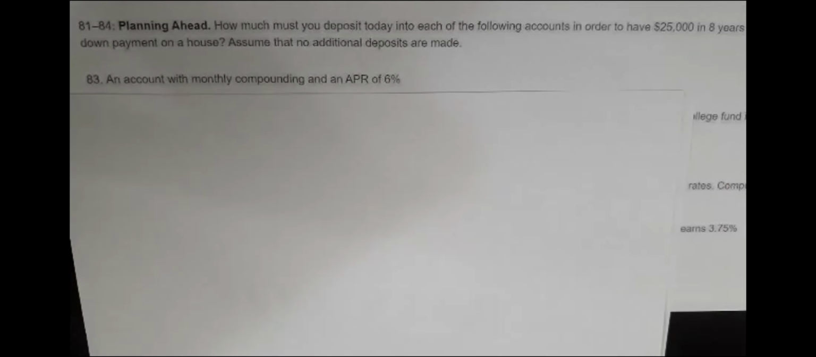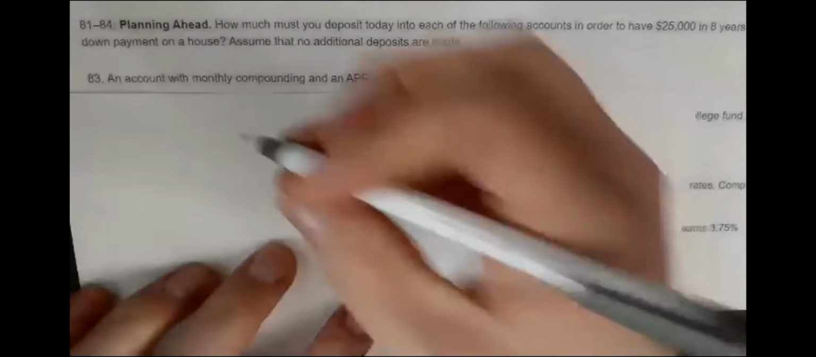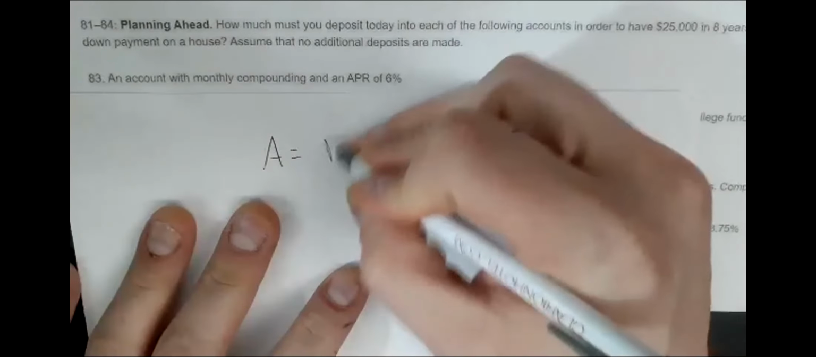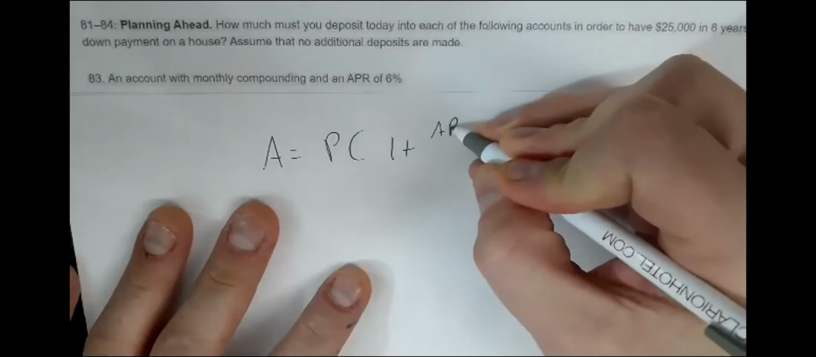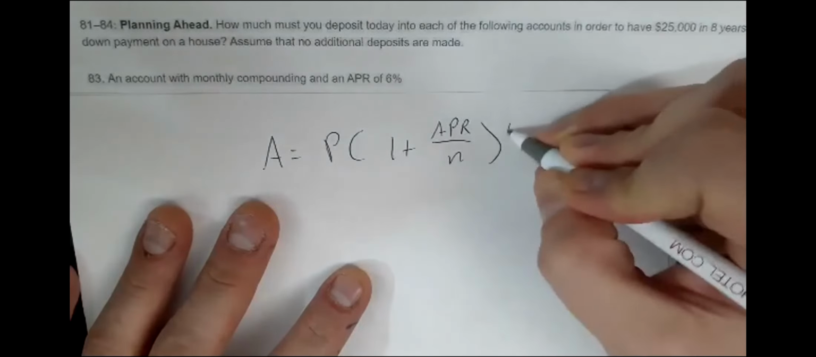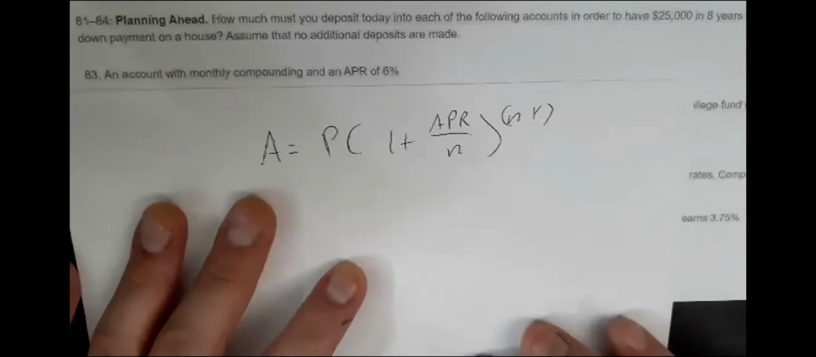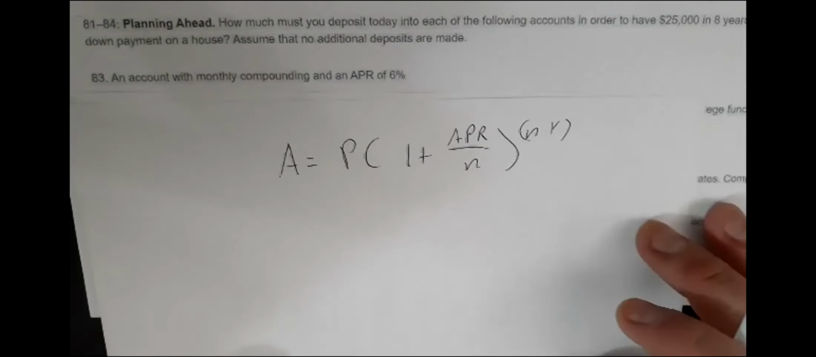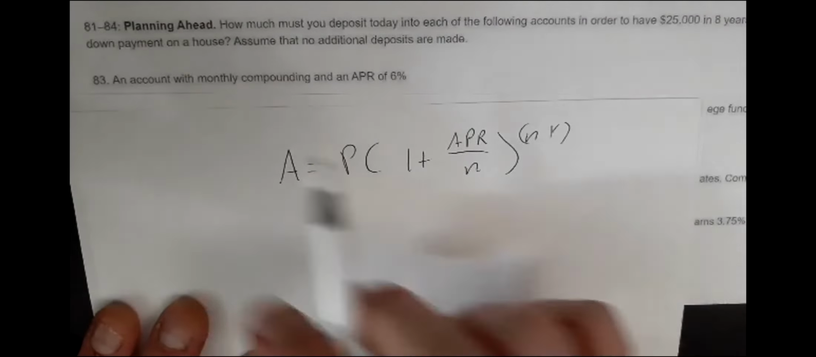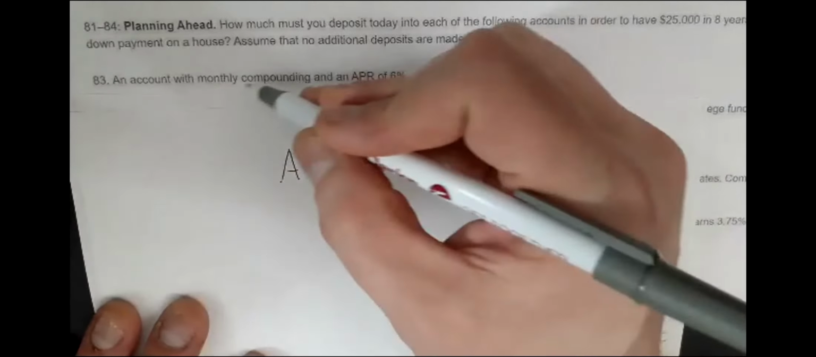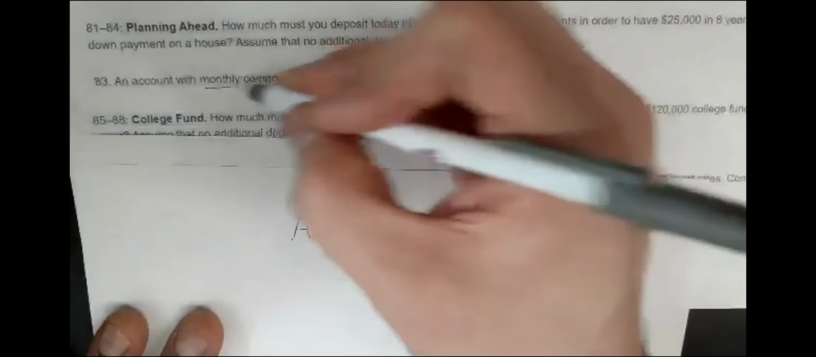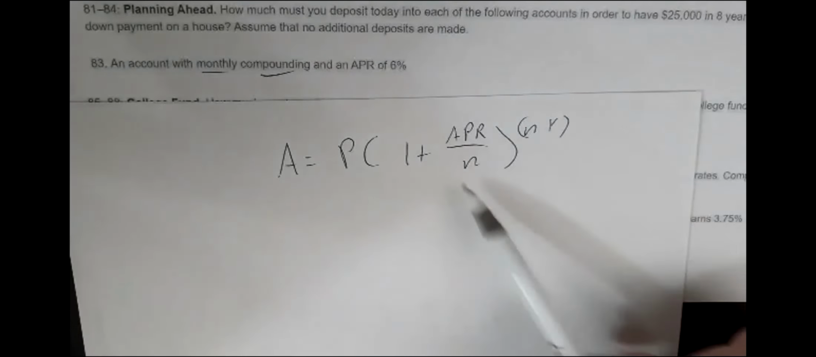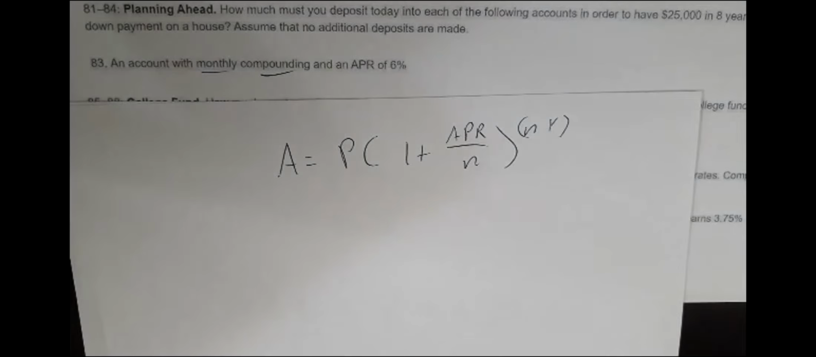So how much must you deposit today in each of the following accounts in order to have 25K? So the formula I want to use probably looks like this: A = P(1 + APR/N)^(NY). I would almost guarantee you this is the formula I'm going to use for most of these. And right here we see 8A, an account with monthly compounding. So the second I see monthly compounding, I hope this formula pops in your brain. If we're doing monthly compounding, we have to do it here.